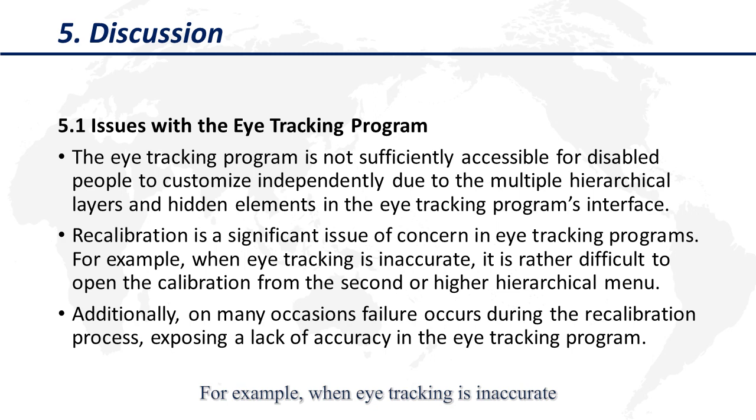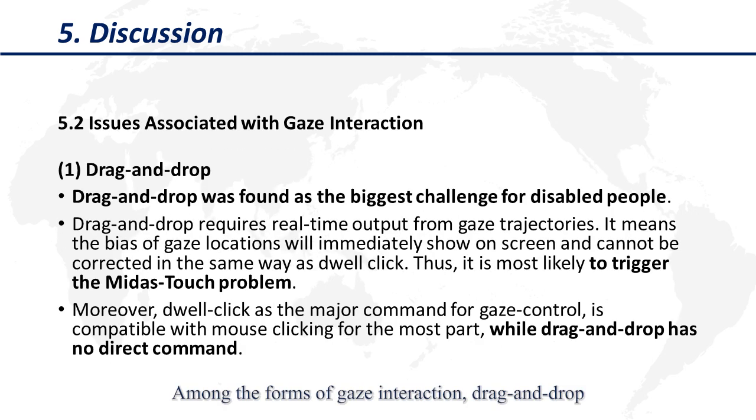For example, when eye tracking is inaccurate, it is rather difficult to open the calibration from the second or higher hierarchical menu. Among the forms of gaze interaction, drag and drop was found to be the biggest challenge for disabled people. Drag and drop requires real-time output from gaze trajectories. It means the bias of gaze locations will immediately show on screen and cannot be corrected in the same way as dwell click. Thus, it is most likely to trigger the Midas touch problem.